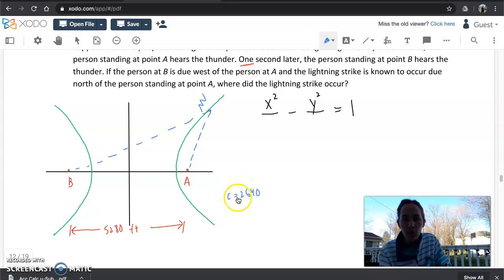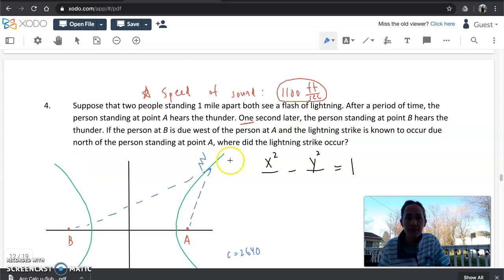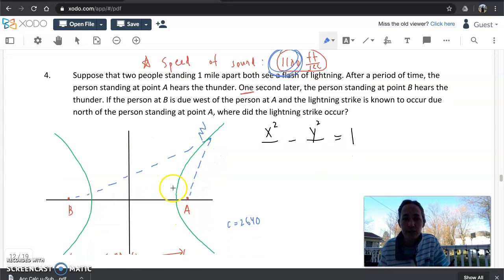That should help. If only we knew A or B, we could get the last of the 3, and we do. One thing we haven't used yet, I want to come back to: the speed of sound travels at about 1100 feet per second. That's important. It took 1 second of time for person B to hear the lightning after person A had already heard it, and 1 second of time at that rate means in that second, the sound traveled this distance. It traveled 1100 feet. 1100 feet is going to be the constant difference between those two values.